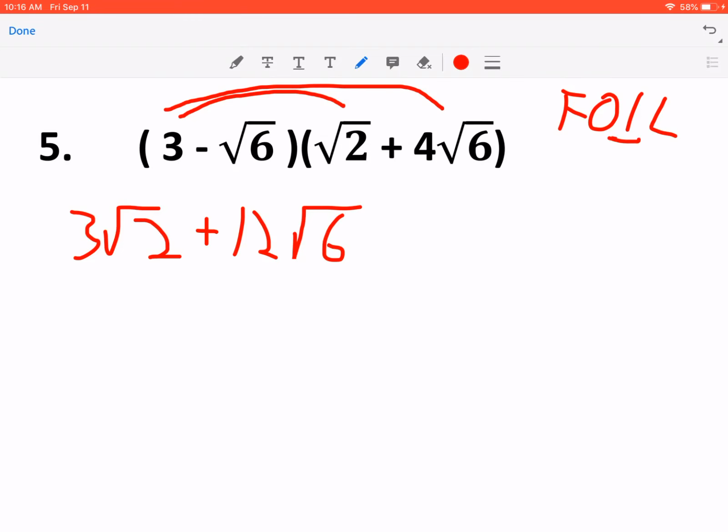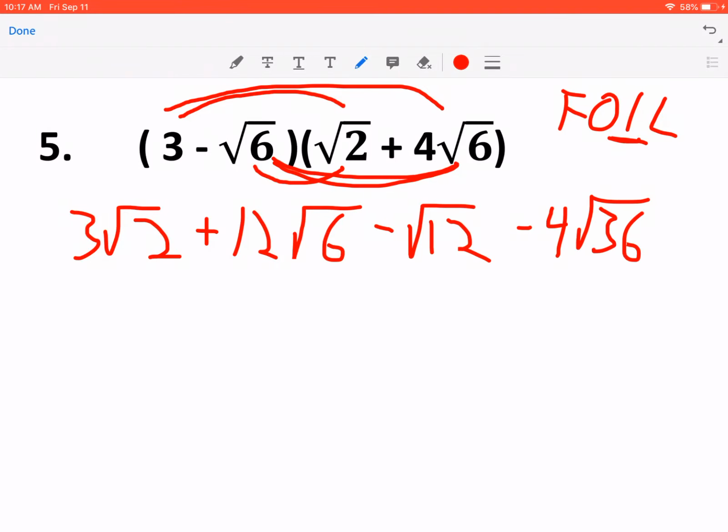All right, let's do inside. That's a negative radical 6 and a radical 2. That's a minus or a negative radical 12. You can simplify that one later. And let's look at the last one. Remember, that's a negative 1 right there times a 4. So that should be negative 4. But what's radical 6 times radical 6? It's radical 36. It's going to turn right back into 6.